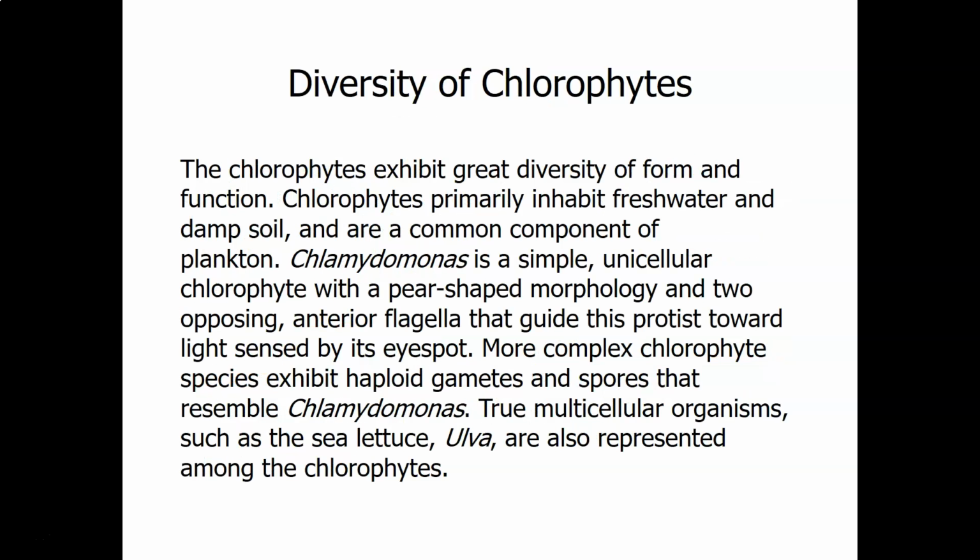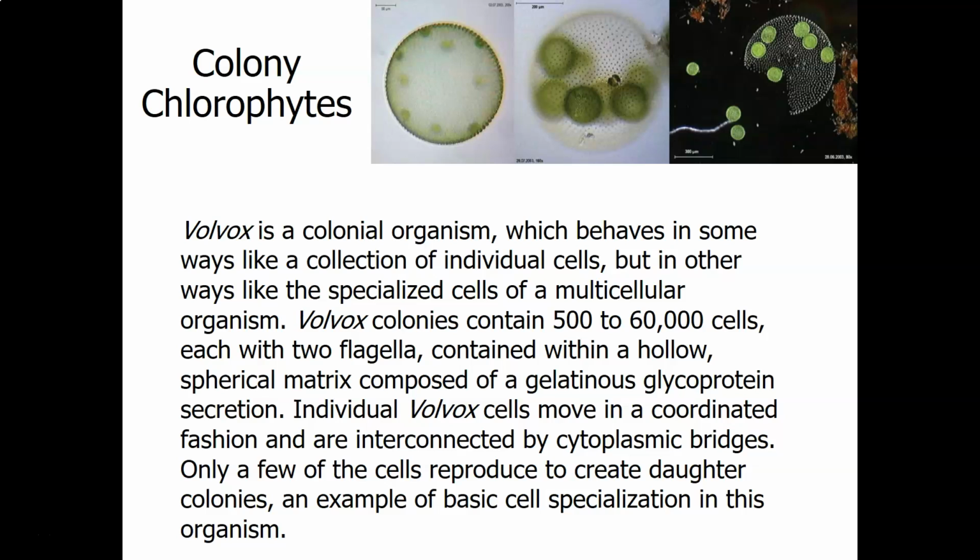All right, for the chlorophytes, some of the unicellular chlorophytes are a common component of plankton. Chlamydomonas is a unicellular chlorophyte. There is a multicellular chlorophyte called sea lettuce, and it does look a little bit like lettuce. And there's also colonial chlorophytes called Volvox. Volvox are really cool looking.